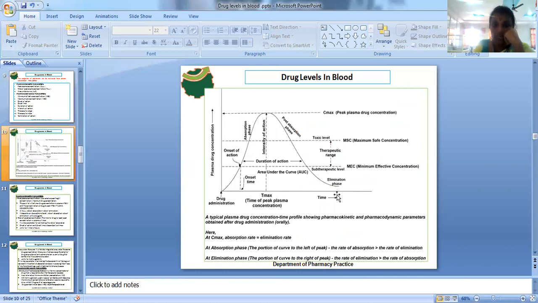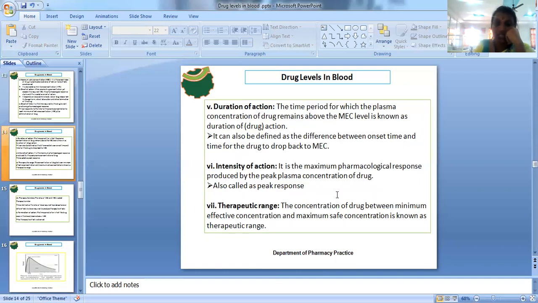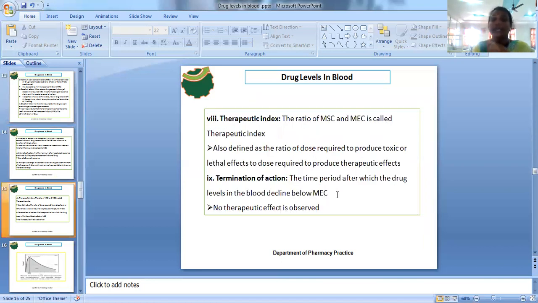And the next one is the therapeutic index. What is the therapeutic index? It is the ratio of the MSC to the MEC. If you take the MSC as 80 microgram per ml and the MEC as 4 microgram per ml, then 80 divided by 4, that is 20, will be the therapeutic index of that particular drug. It is also defined as the ratio of the dose required to produce a toxic effect or the lethal effect to the dose required to produce the therapeutic effect.